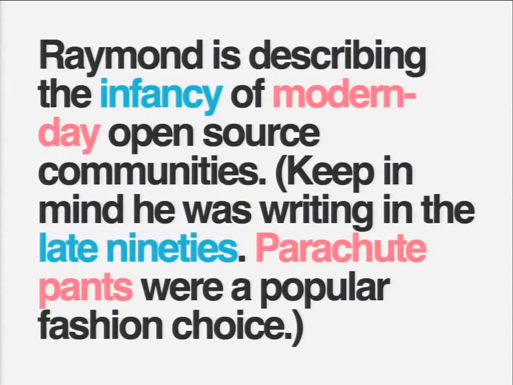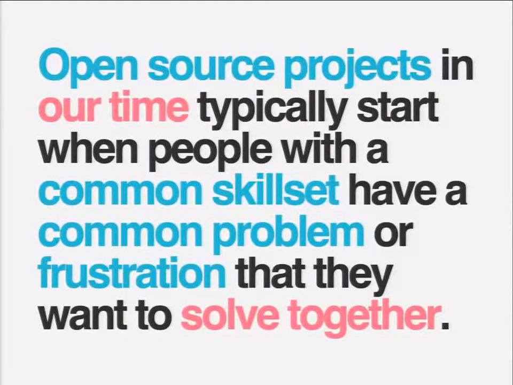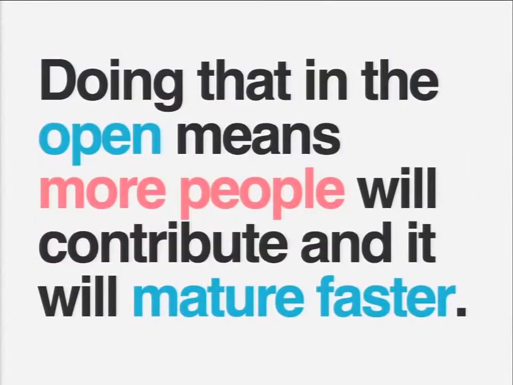Raymond is describing the infancy of modern-day open-source communities. And keep in mind, this was the late 90s, and parachute pants were a popular style. So he's talking in a different time. But open-source projects in our time, in 2015, typically start when people with a common skill set have a common problem or frustration that they want to solve together. Leaflet is a very good example of this, a project that started out of frustration with OpenLayers and the way that OpenLayers was being run. And then people started building onto that community because they were excited about this alternative.